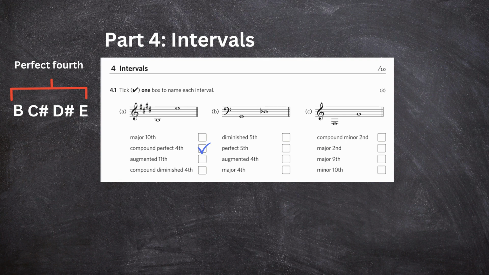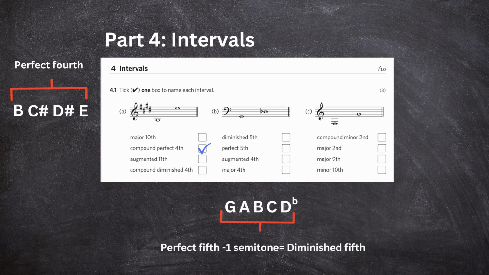Question B. What is the interval from G to D flat? It is a perfect fifth from G to D. Here D flat is added, which means the interval becomes smaller. Therefore, it is a diminished fifth.